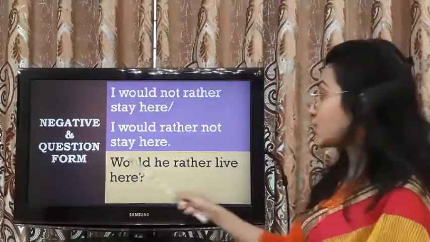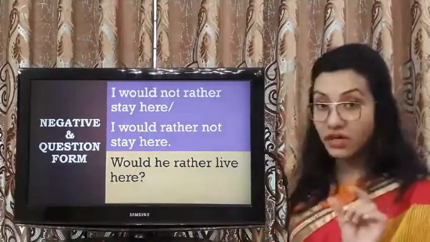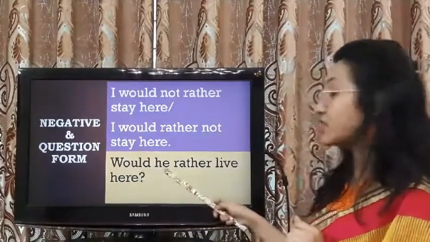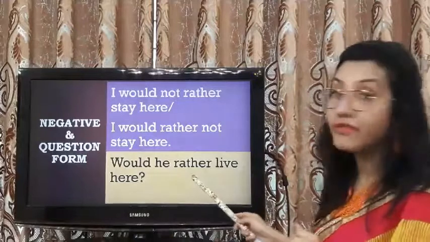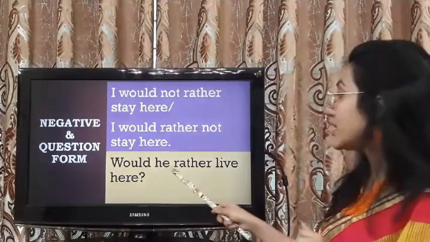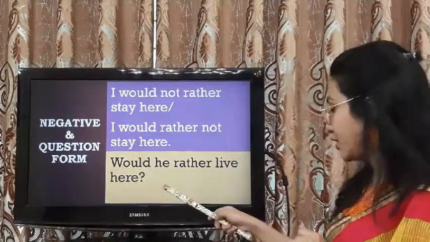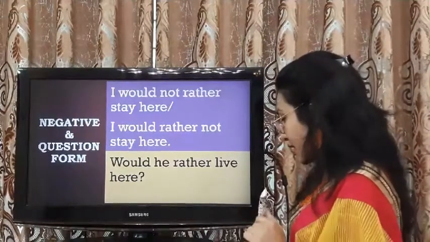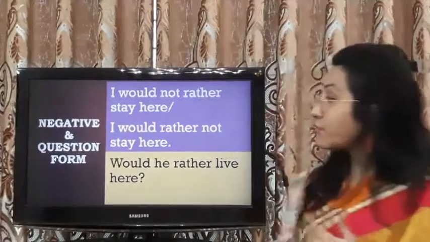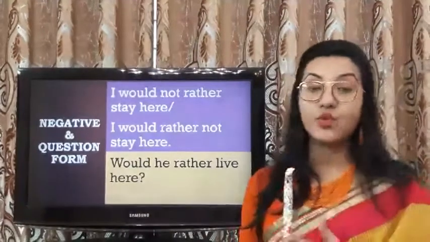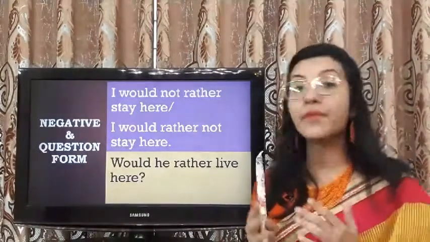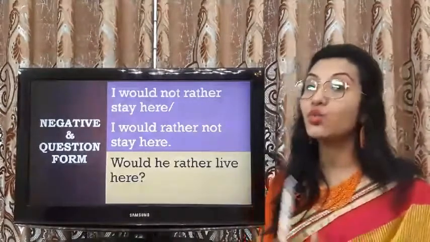So in question, just would part is going to be put at the beginning. Then we have the subject and then we have rather. Would he rather live here? So I'm repeating it once again. When we have two options, if we want to indicate our preference, then we can use would rather.